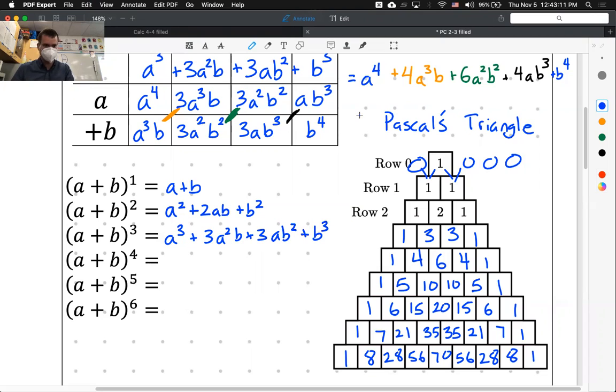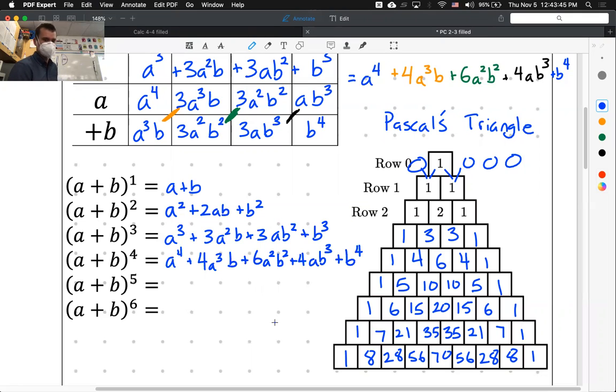And then (a plus b) to the power of 4. We just did that up here. I wish I could copy paste it, but it's a little bit too big, so I'll rewrite it. That's a to the power of 4 plus 4a to the power of 3 b, plus 6a squared b squared, plus 4ab cubed, plus b to the power of 4. I think we're not going to have enough room either.